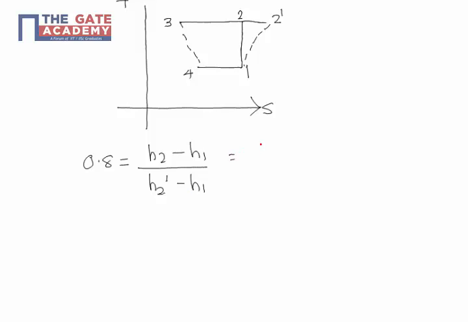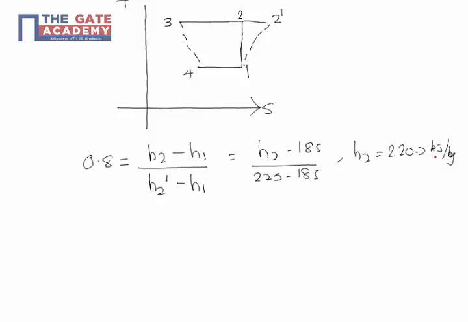This will translate to H2 minus 185 divided by 229 minus 185. All this information is given above. So this is 229 minus 185. From this you will get your H2 as 220.2 kilojoules per kg. Now you know your H2.